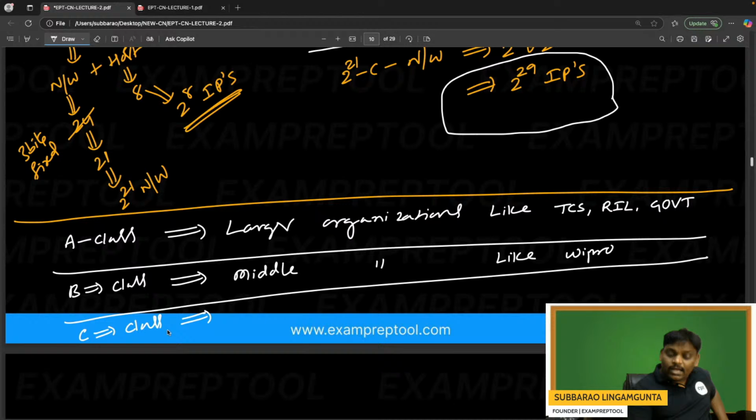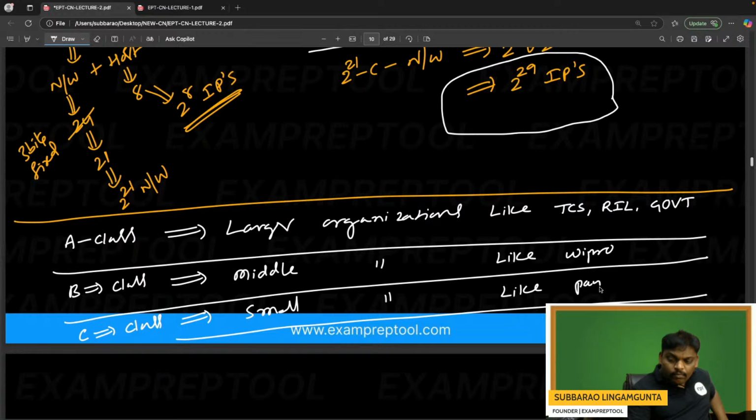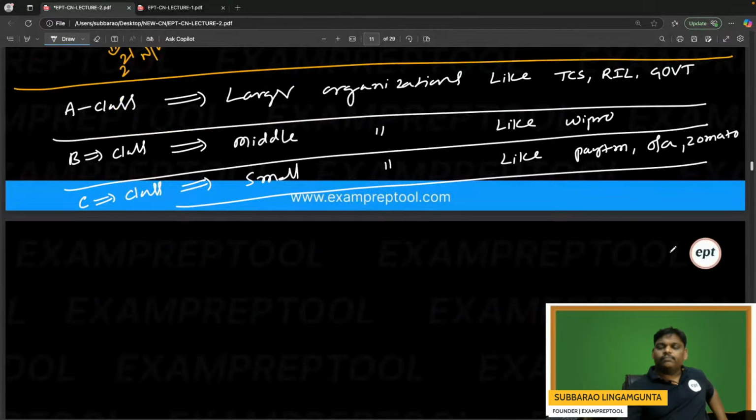Next one, class C, I think small organizations, like maybe I can say Paytm, Ola, Zomato. Something like that. This is, I think, NASA, where more employees are there.